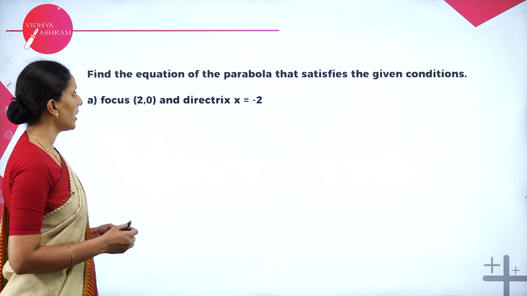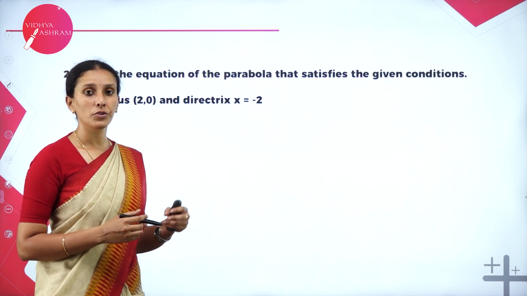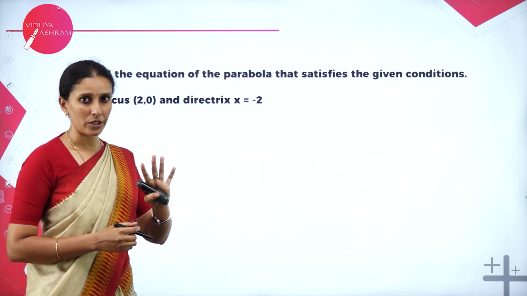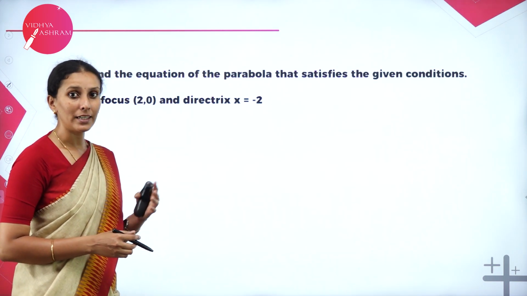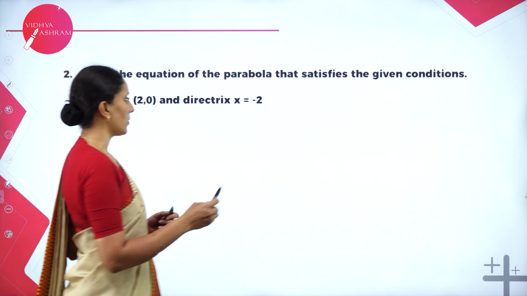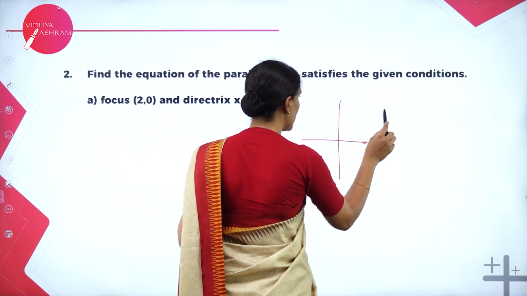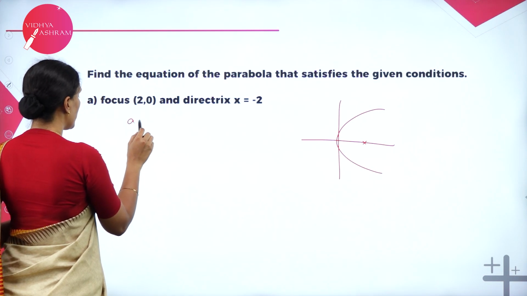Next we have: find the equation of the parabola that satisfies the given condition. We are supposed to form the equation of a parabola. So we have 4 equations depending upon the direction. So let us see the conditions and then decide the equation of the parabola. Focus 2 comma 0. So obviously 2 comma 0 means positive side, direction will be like this. So a value is 2.